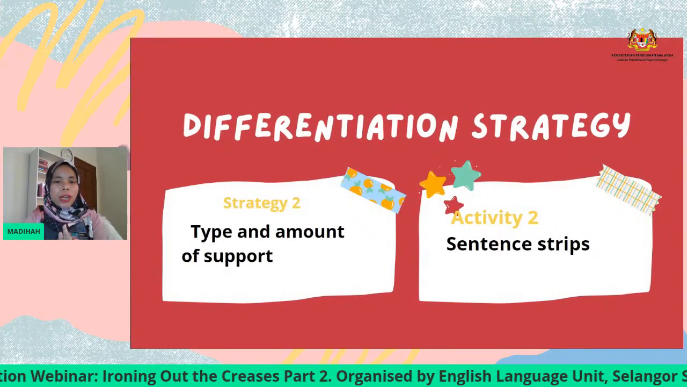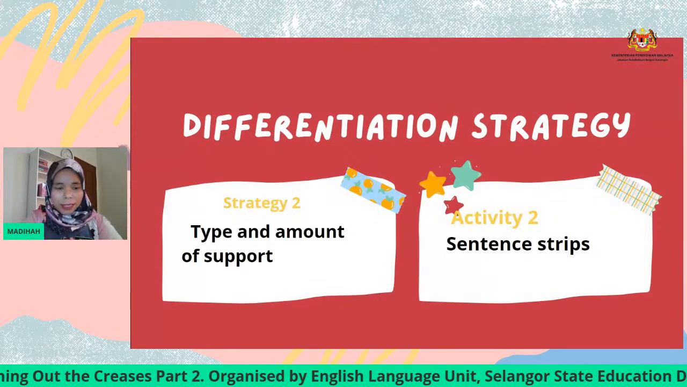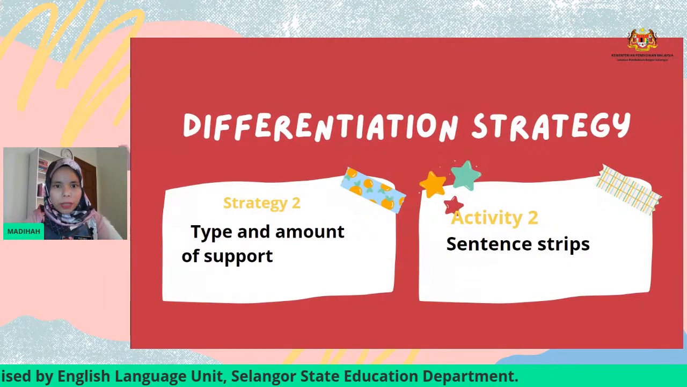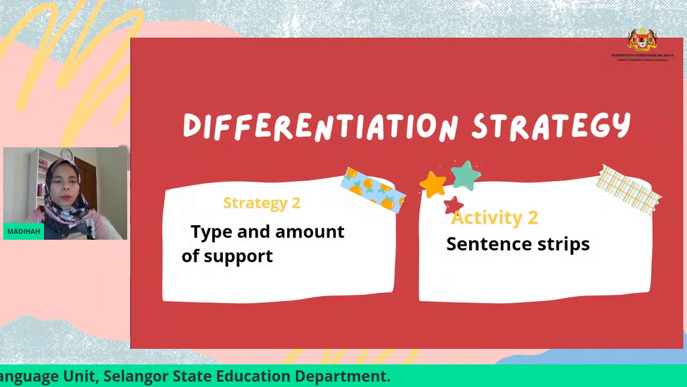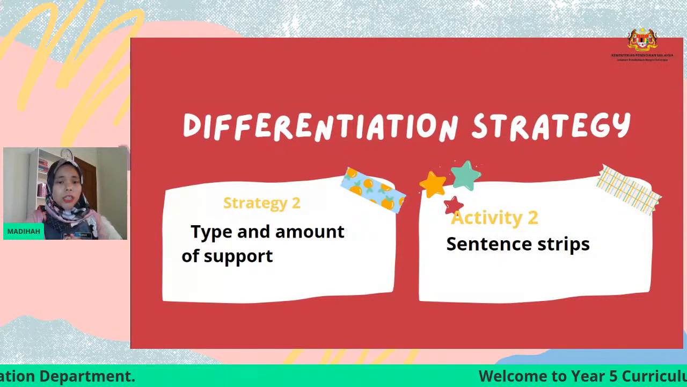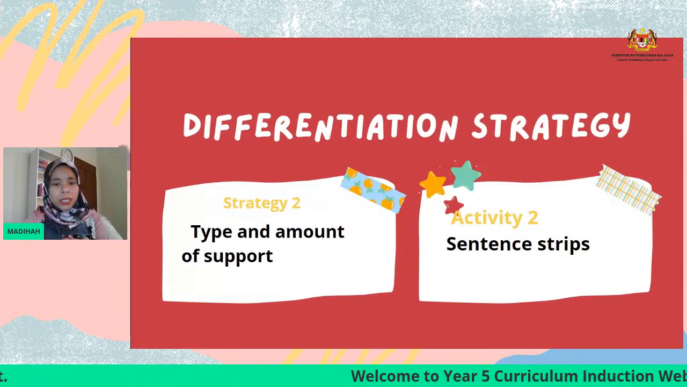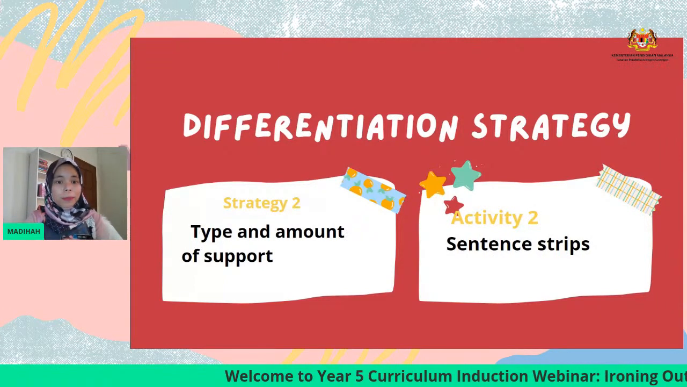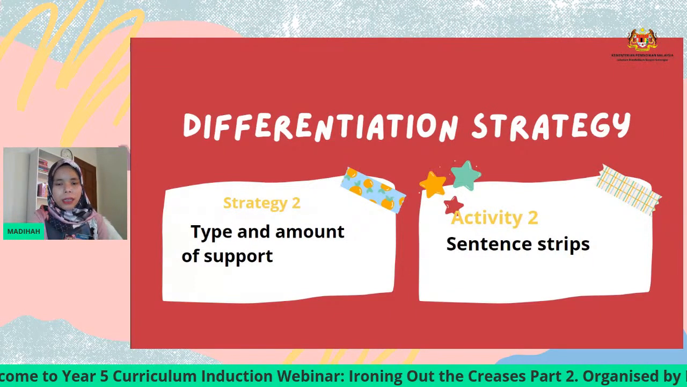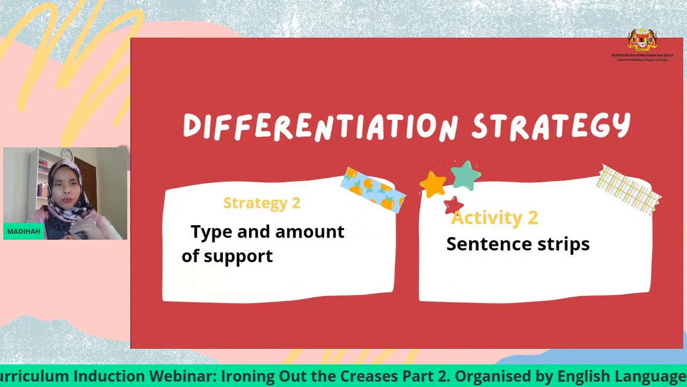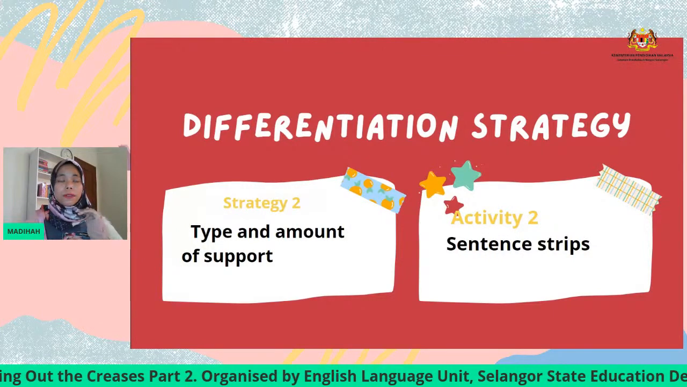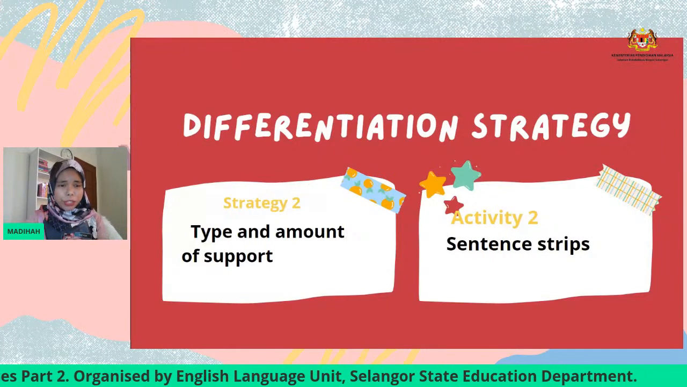Yes. So, okay, our lesson is done for reading skills. Here I would like to point out the differentiation strategy that we have chosen for the reading lesson today. We chose strategy 2, which is type and amount of support. I have also mentioned the sentence strip. During activity 2, we had the text. So for the less proficient student, what happened?